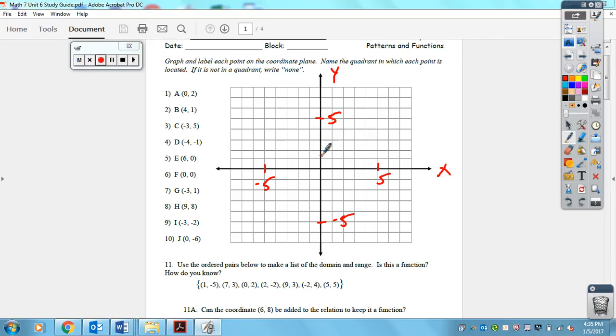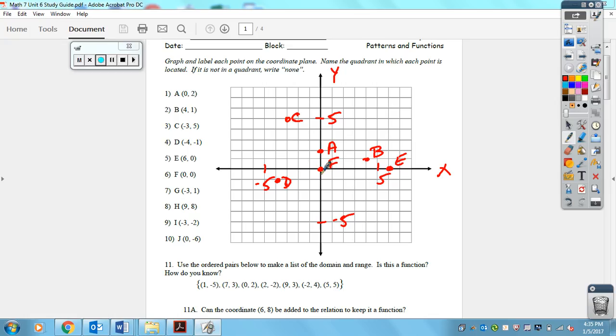(0, 2) is 0, up 2. That's one that students often get wrong. (4, negative 1) is 4, down 1. That's B, don't forget to label. C is to the left 3, up 5. To the left 4, down 1, that's D. E is to the right 6, up 0. F is the origin, (0, 0).